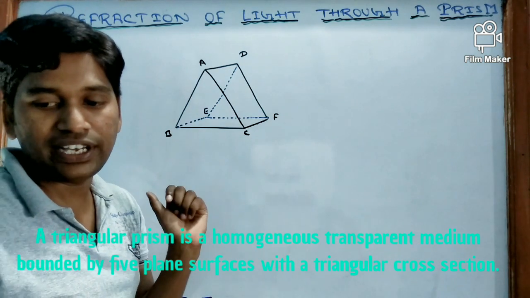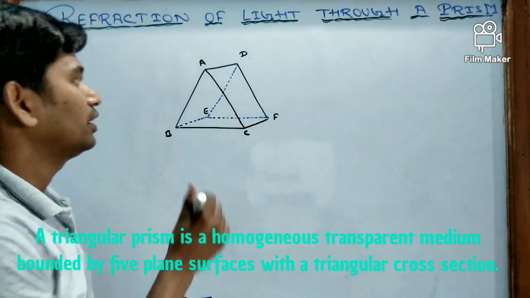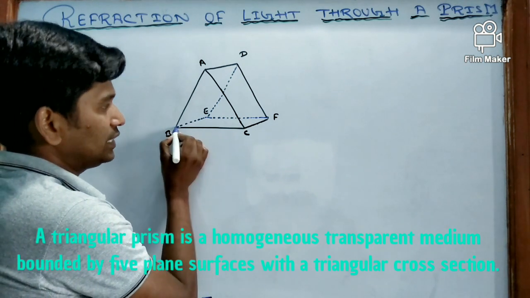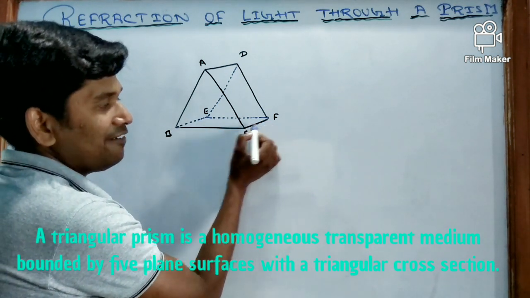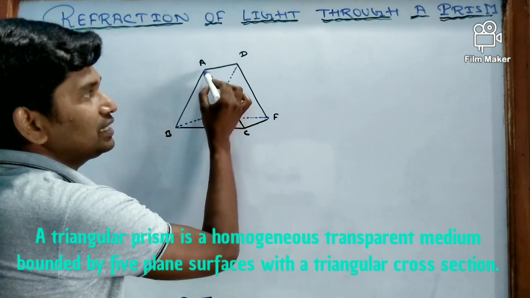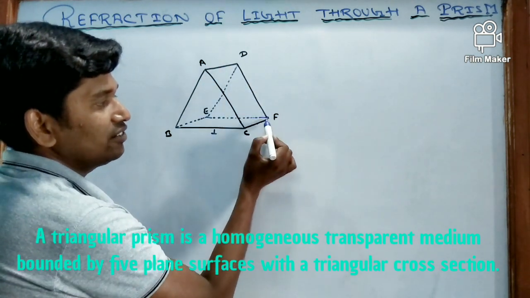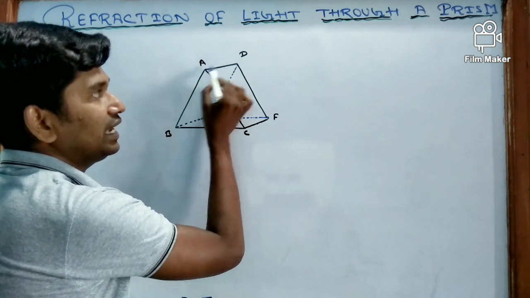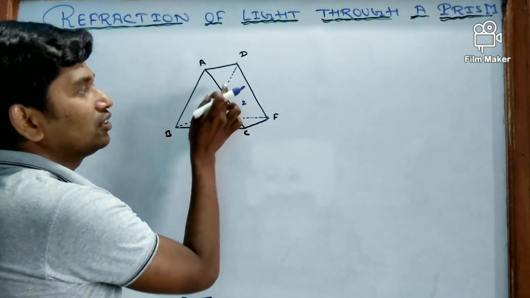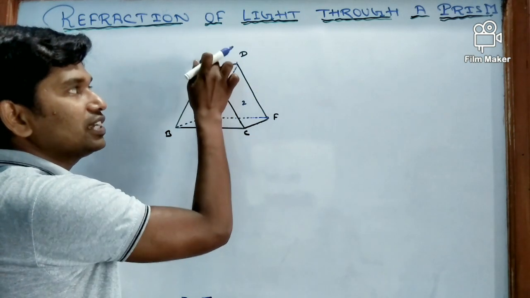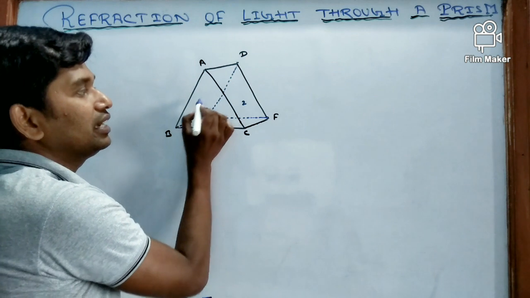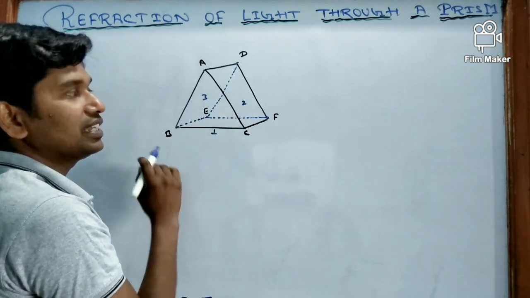In this figure, if you see, the first surface is the bottom, that is B, E, F, C. So bottom is the first surface. The second rectangular surface is A, D, F, C. Third rectangular surface is just opposite, that is A, D, E, B. That is the third rectangular surface.